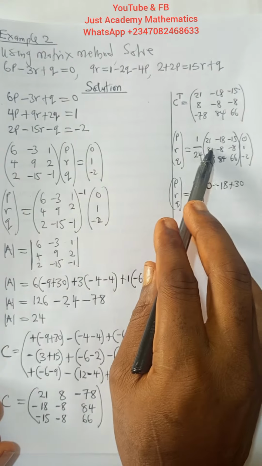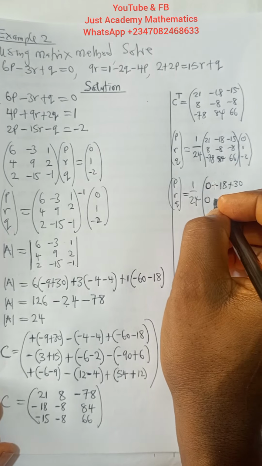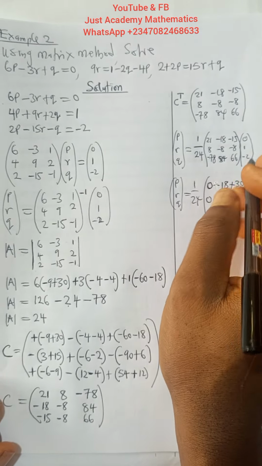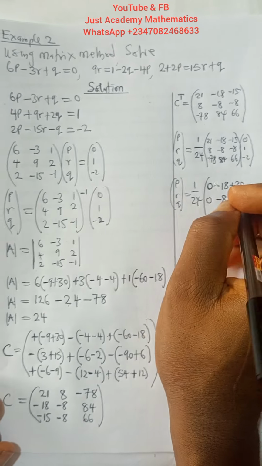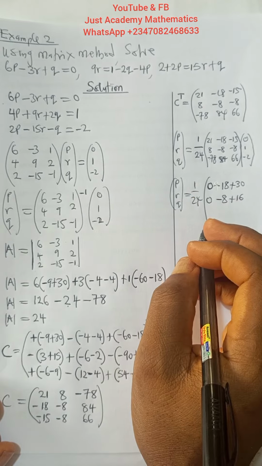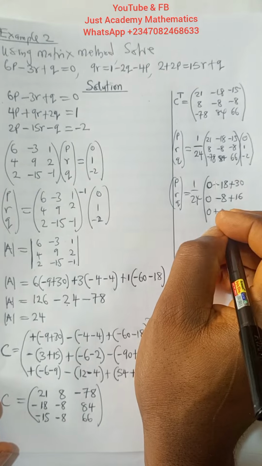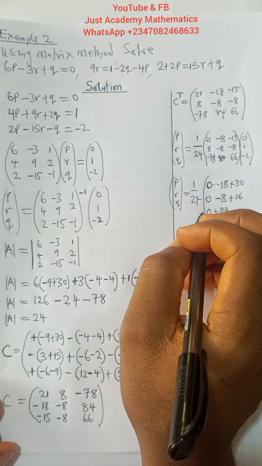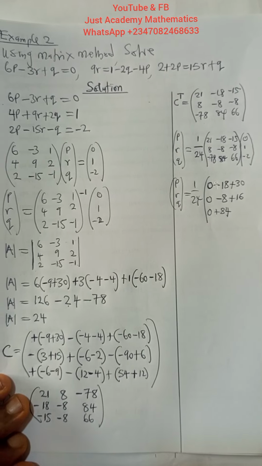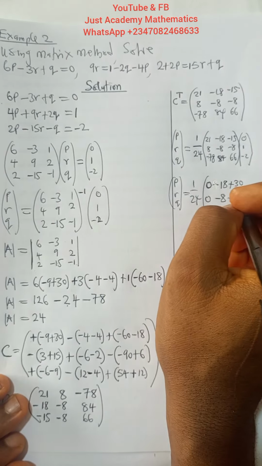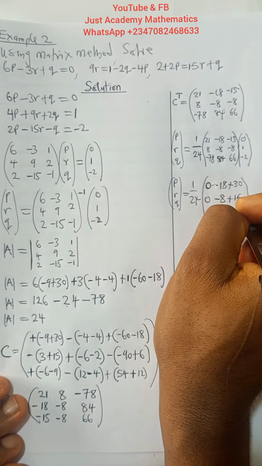That is for that. This one, second row, 8 times 0 is 0. Minus 8 times 1, minus 8. Minus 8 times minus 2, plus 16. Then the third row, minus 78 times 0, 0. 84 times 1, plus 84. And 66 times negative 2 will give us minus 132. So this is what we have now.